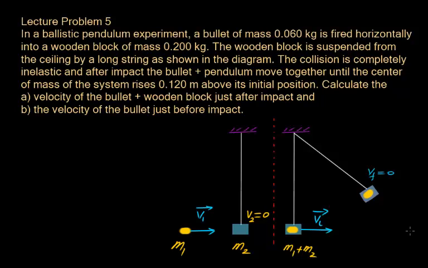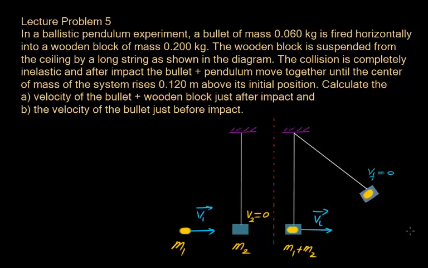Lecture problem 5. In a ballistic pendulum experiment, a bullet of mass 0.060 kilograms is fired horizontally into a wooden block of mass 0.200 kilograms. The wooden block is suspended from the ceiling by a long string as shown in the figure. The collision is completely inelastic, and after impact, the bullet plus pendulum move together until the center of mass of the system rises 0.120 meters above its initial position.